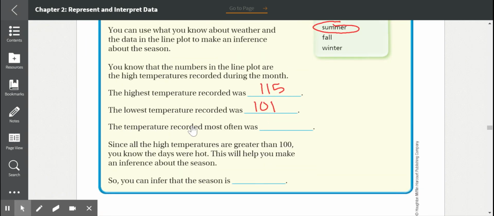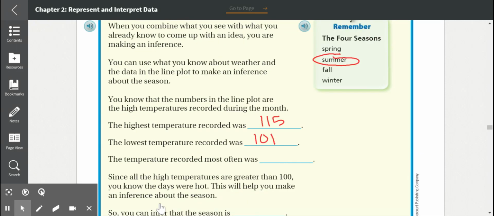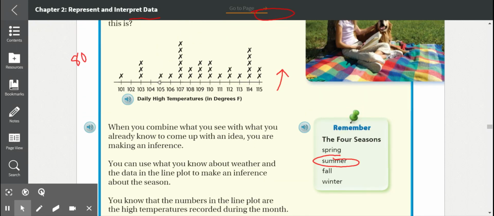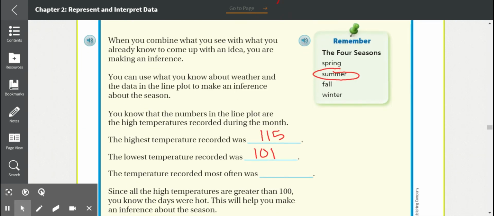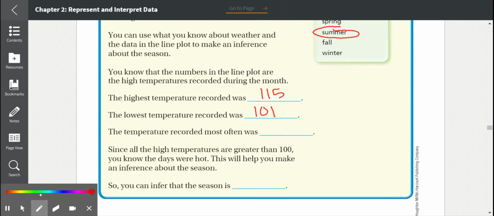The temperature recorded most often. So looking at our line plot, all of these X's are the number of days. Which one has the most? It's right here at 107. 107 had the most days with 1, 2, 3, 4, 5, 6. 114 was 1, 2, 3, 4, 5. So 114 was a close second, but 107 was recorded the most days.